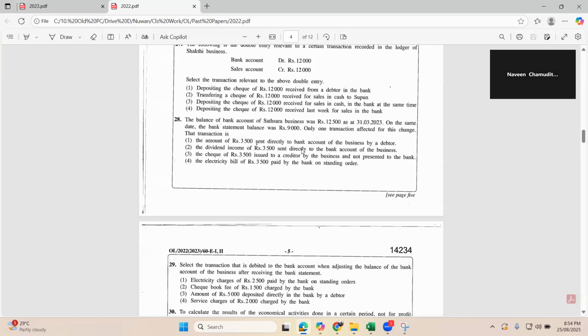Number one, wrong. A dividend income 3,500 sent directly to the bank account of the business. Again, the same. If you receive 3,500 directly to the bank account as a dividend income, the statement should have a bigger balance. But here, the statement is having a smaller balance, 9,000. So the cash book is having the bigger balance, not the statement.